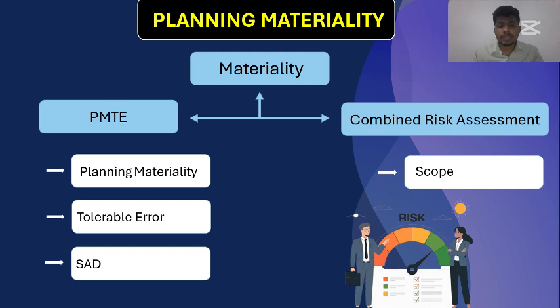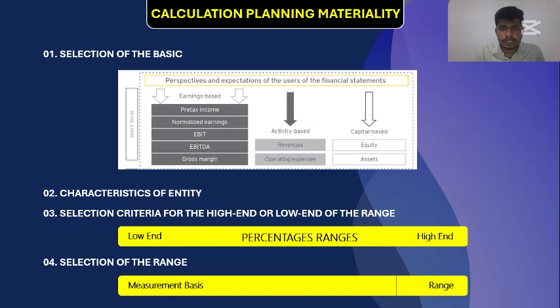SAD is a nominal amount, a threshold below which misstatements, whether individual or accumulated, are considered clearly trivial to the financial statements. Amounts below this threshold are deemed trivial and are not included in the overall evaluation of misstatements. This concept is used to establish the level of acceptable errors or variation in financial reporting, ensuring that only significant misstatements are addressed. Next, I will discuss how to calculate the planning materiality.